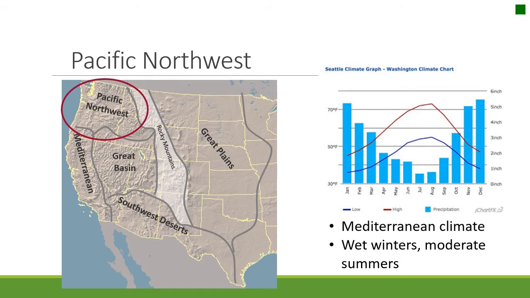Okay, now let's move to the Pacific Northwest. It isn't a Mediterranean climate in that it has wet winters and moderate summers. So the difference between this and the California annual grasslands and those California Mediterranean areas is that it's not quite as warm in the winter, and not quite as warm in the summer, but it's still wet in the winter and a little cooler in the winter too, but still a Mediterranean climate.